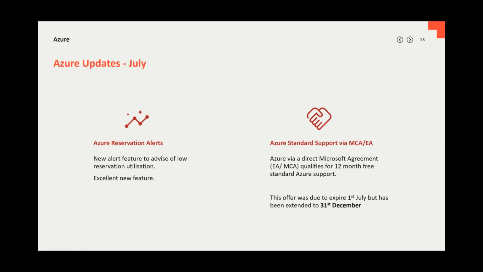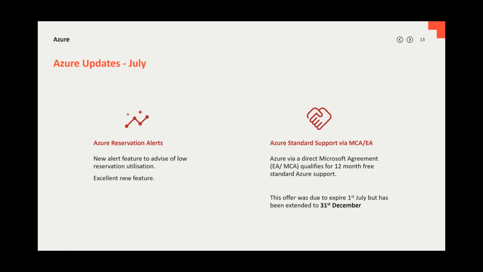Another big one is going to be Azure standard support within an MCA, Microsoft Customer Agreement, or an EA, an enterprise agreement. Microsoft effectively offer you 12 months worth of free support for that first year, if you were signing up prior to the 1st of July, 2023. Now, Microsoft have extended this until the 31st of December. Again, you will get 1 year's worth of free support.